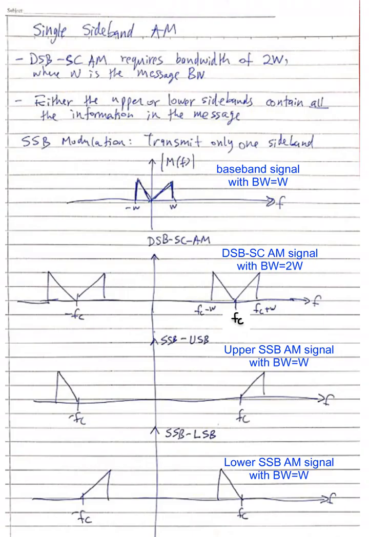Let's take a closer look at single sideband modulation. Since either the lower or upper sideband contains all the information about the message signal, we can simply transmit just the single sideband. We first see M of f, the magnitude of the Fourier transform of the message signal, which has bandwidth equal to W. Next is the Fourier transform of the double sideband suppressed carrier AM signal, which has bandwidth equal to 2W. Then we see the Fourier transforms of the upper single sideband signal and the lower single sideband signal, both of which have bandwidth equal to W.